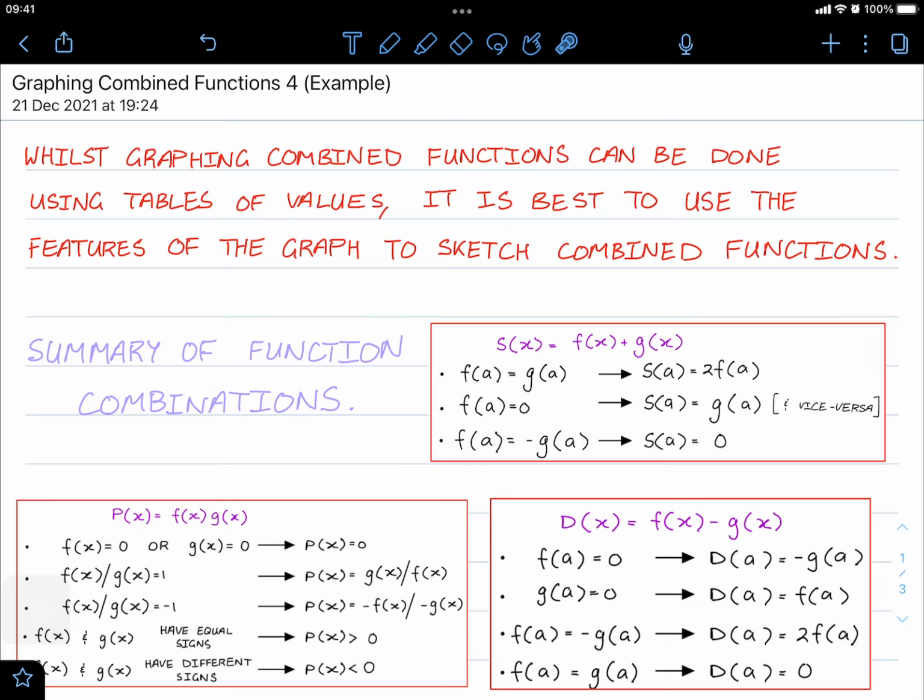Hello class, this is a video tutorial on graphing combined functions part 4. In this video we'll be looking at some examples.